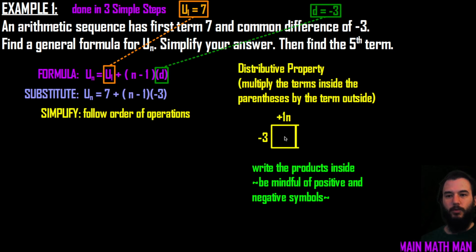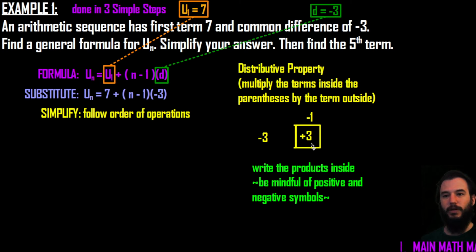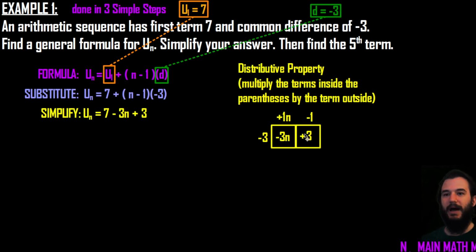Again, we will write the products inside. So be mindful of those positive and negative symbols. So that product is going to be -3n. And I move to the next term and I say, okay, -3 times -1 is going to be a positive 3. And so now I have this simplified expression. I have 7 minus 3n plus 3.